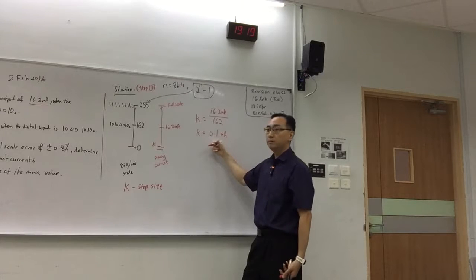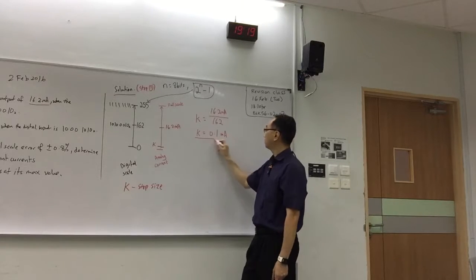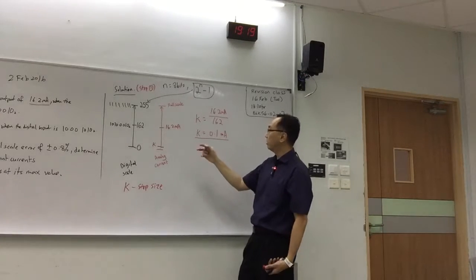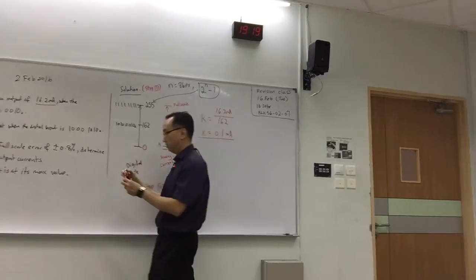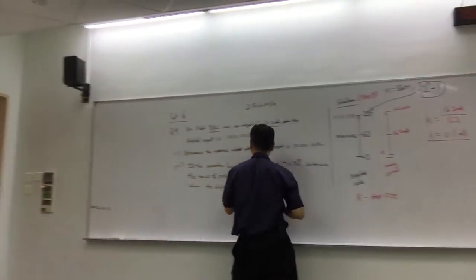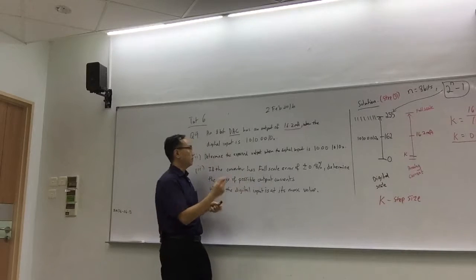But okay, is it okay, this one? So this one. But that's not the end of the story yet. So what's the next part? Not finished yet. We just found the K only. So you are asked to find what is the expected output.